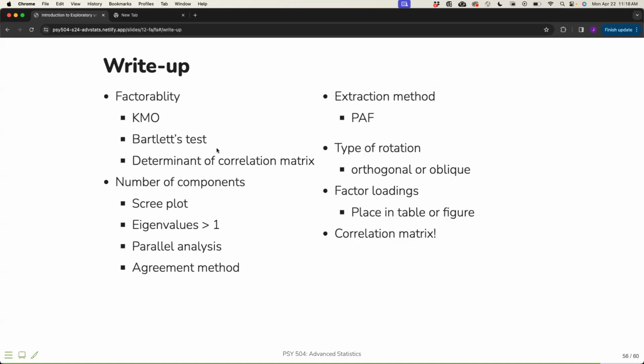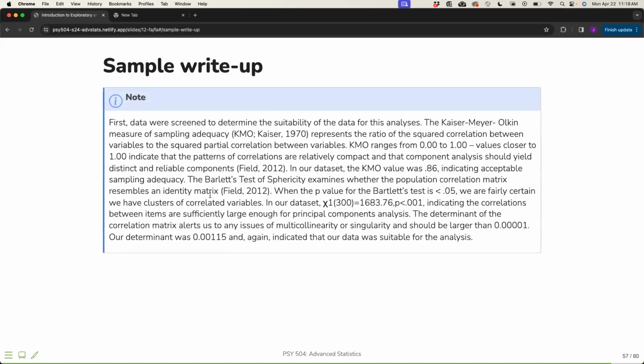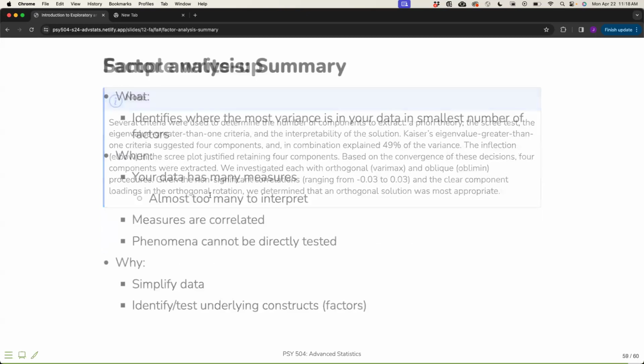So these are the minimum things that you should include in your write-up. And I have some sample write-ups here, so when you have time, you can look at those if you'd like.